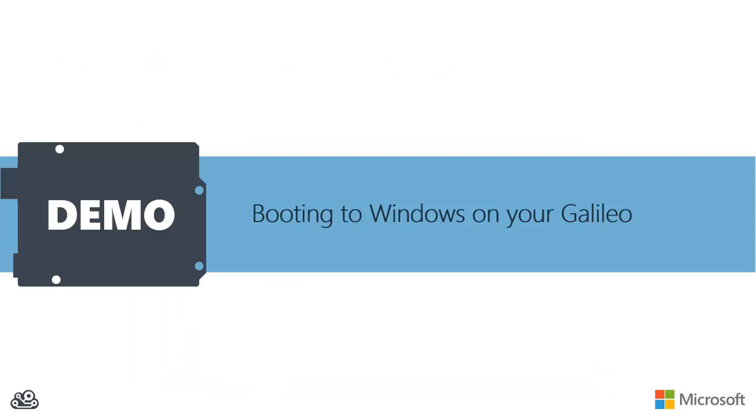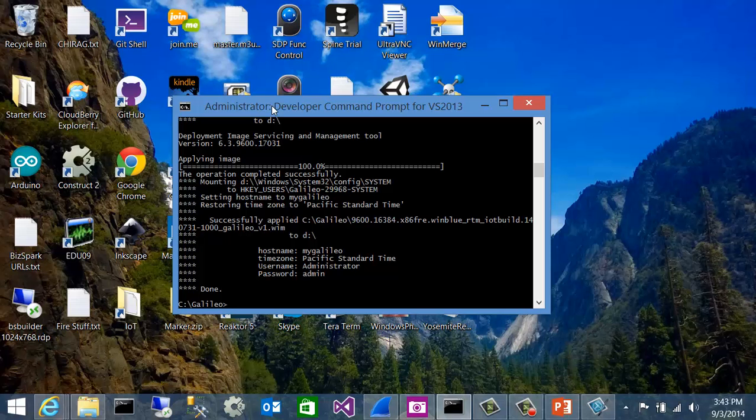So let's jump over and actually take a look at booting our Galileo up to Windows. All right, so I'm back at the command prompt where we were provisioning the image onto that SD card. And you can see that it did in fact complete, and it's repeating back to me the host name that I specified, which is mygalileo, the username administrator, and the password of admin. And again, remember, you're going to want to make sure to recall those values later as you connect to your Galileo. So now I'm ready to jump over and actually try and boot off that image.